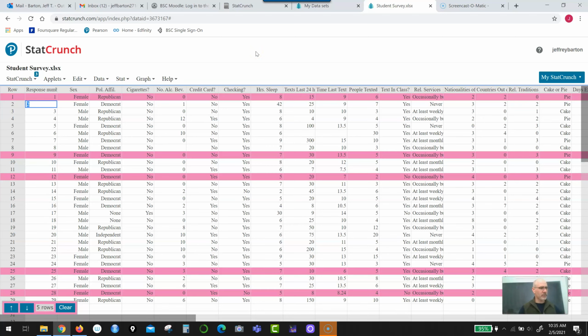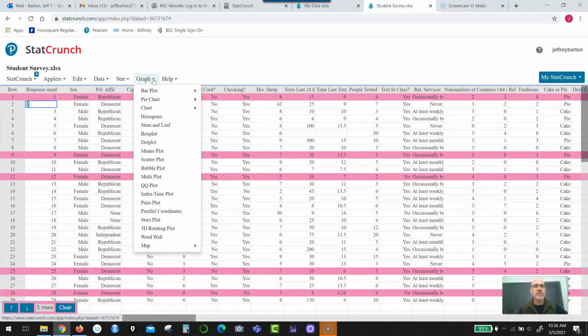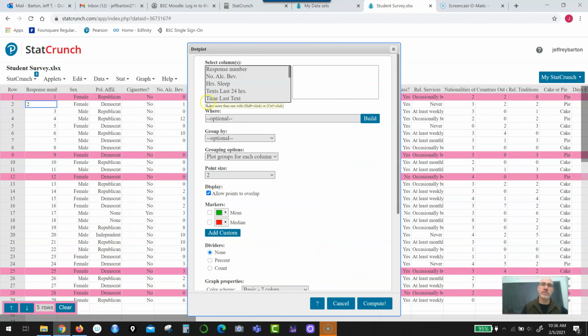All right, so we've taken a look at bar charts, pie charts. Now we're going to take a look at some of the quantitative variable graphs. So let's go to, say, a dot plot, and maybe we'll do hours of sleep for this one. So this one, I think you'll notice something kind of interesting about it.